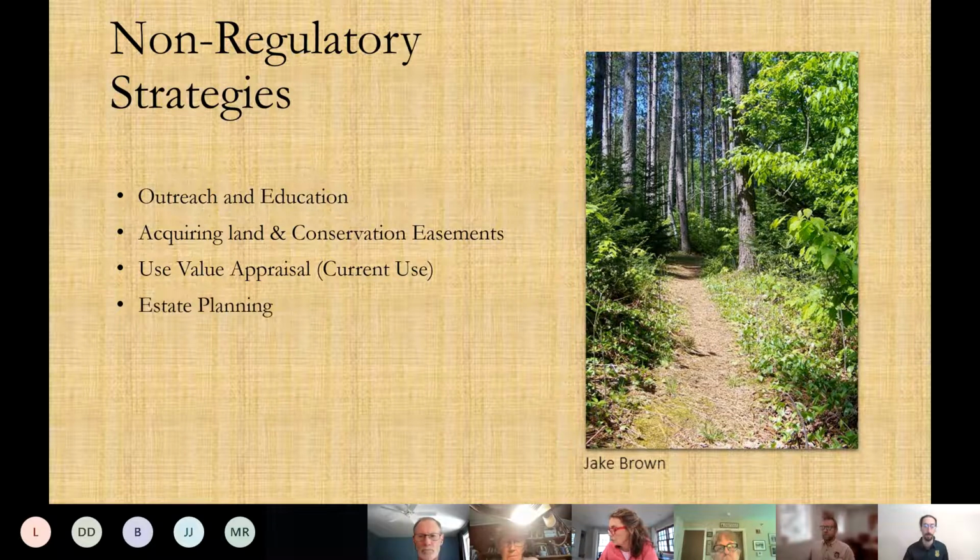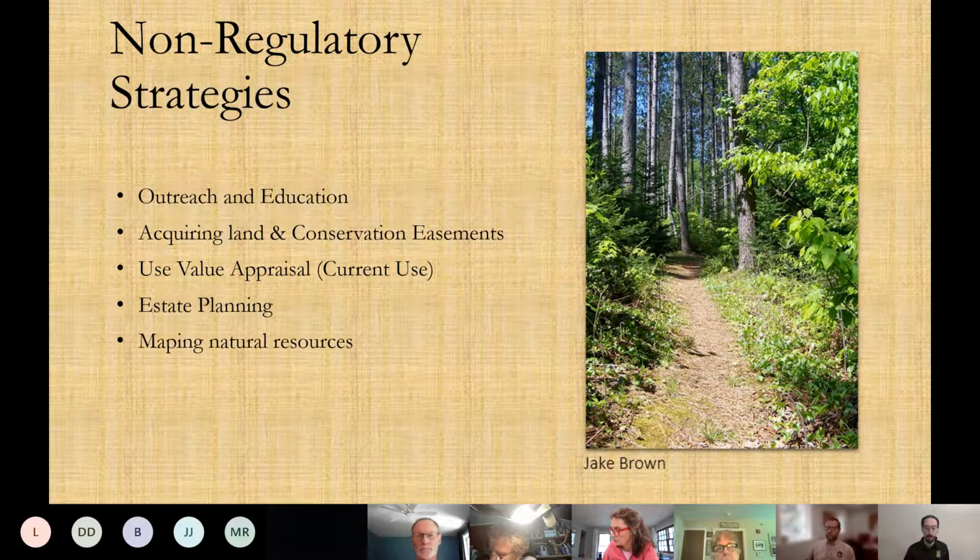And we have estate planning, which is a conversation between generations. This is important because by 2030, we're looking at a quarter of Vermonters being 65 years or older. And it's important to address the question of how will land be passed on and how can we prevent land from being fragmented? And the Planning Commission can also play a role in encouraging landowners to engage in estate planning.